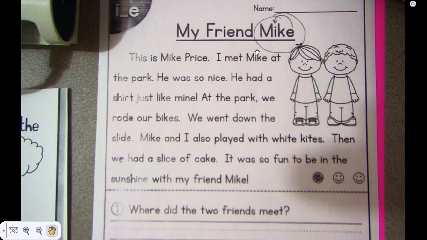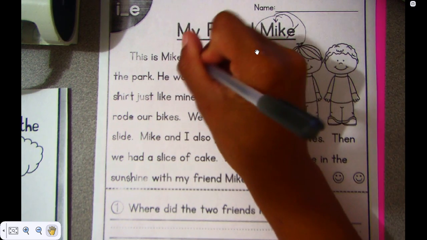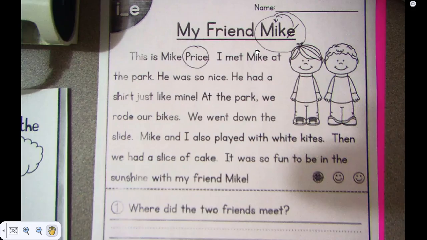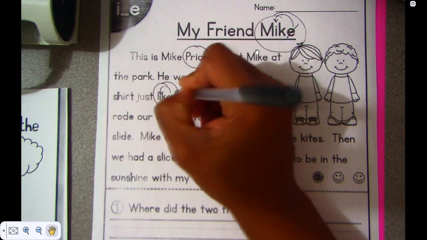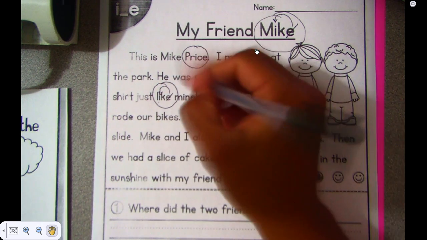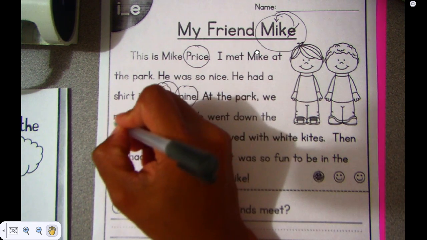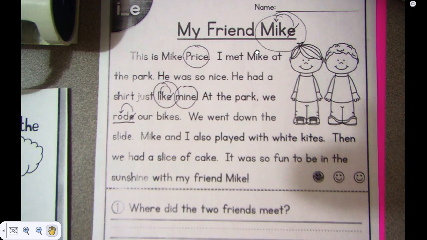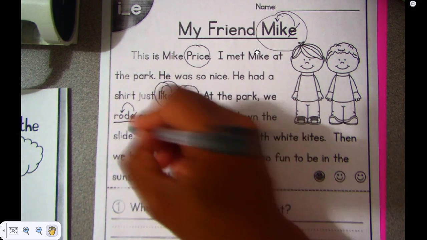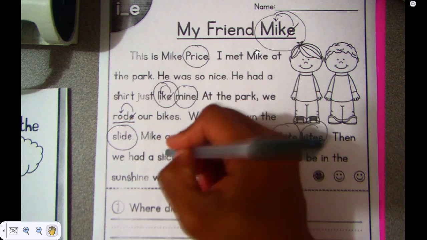Mike, his name, we're getting the long I because that E is at the end and silent. Price. And if I skim through, I see several. The word like has the E jumping over the K and making this I say its name. Mine right next to it. I even have one that's an O consonant E. So we've practiced that. Road. The O is jumping over the E and making it long. I've got the word slide, white, kite, slice.